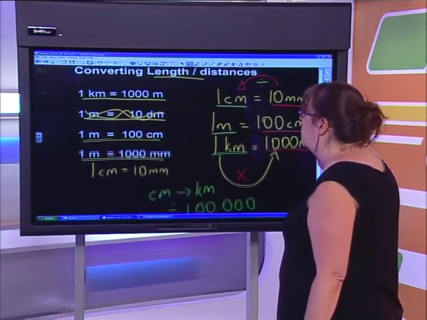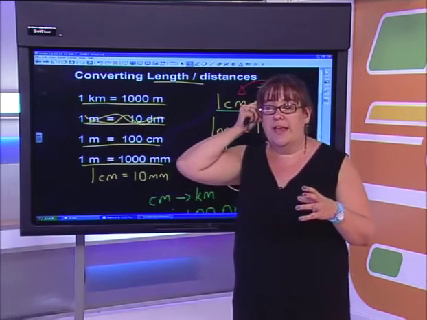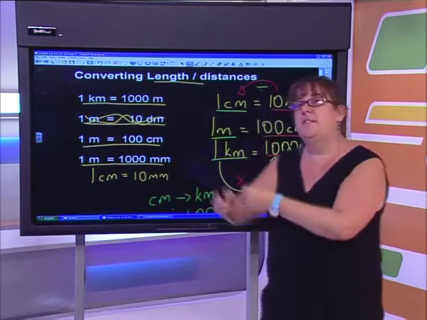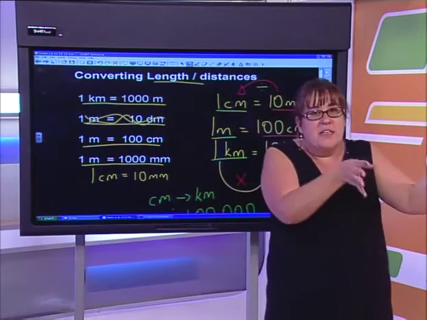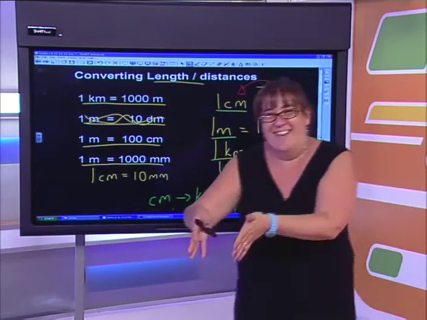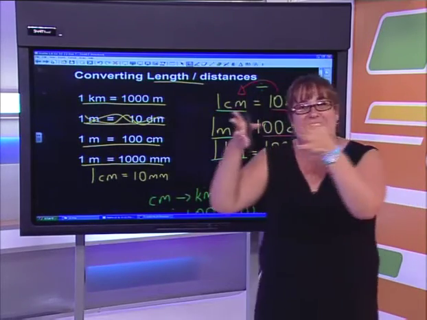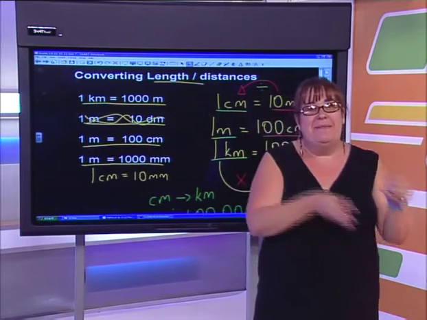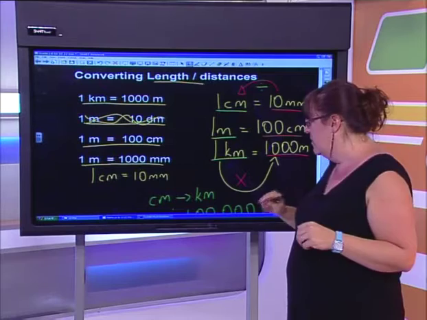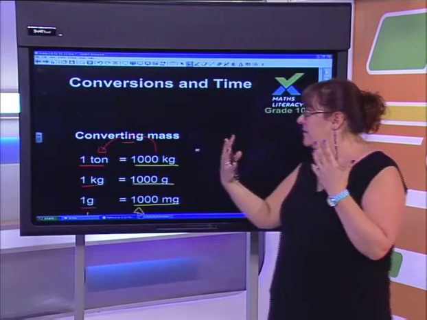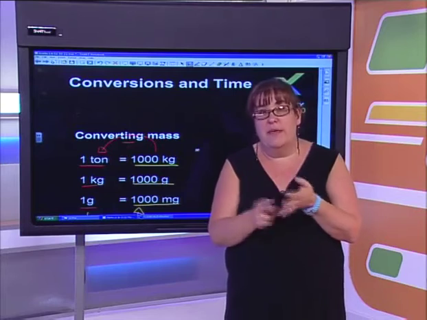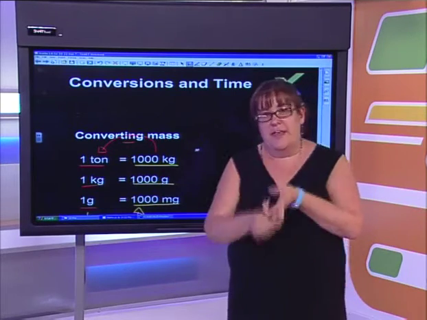Okay, let's go back to converting length. We're dealing with kilometers, meters, centimeters, and millimeters. So 1,000 meters in a kilometer, 100 centimeters in a meter, 10 millimeters in a centimeter. So those are your conversions, exactly what I've got on the board. And then we've got our mass, which is your kilograms. So you've got 1,000 milligrams in a gram, 1,000 grams in a kilogram, and 1,000 kilograms in a ton.